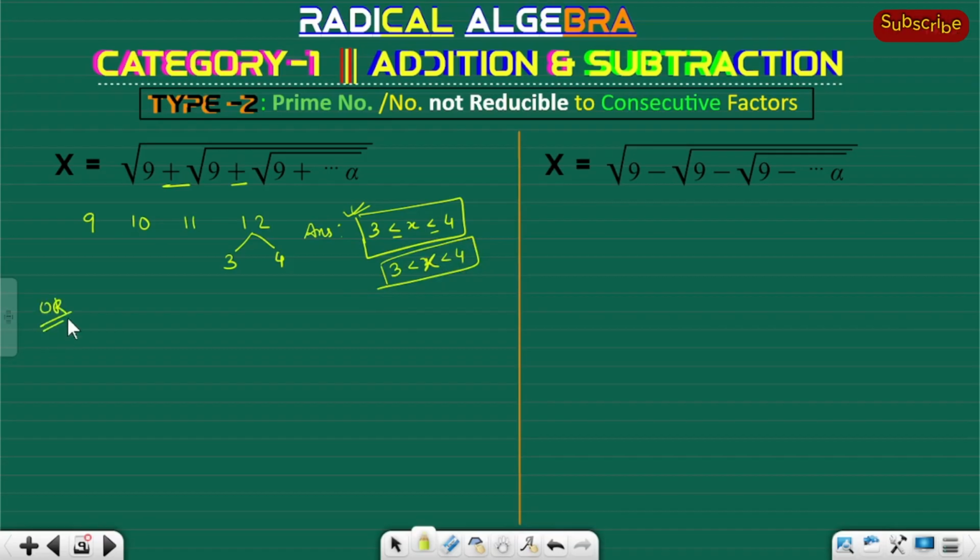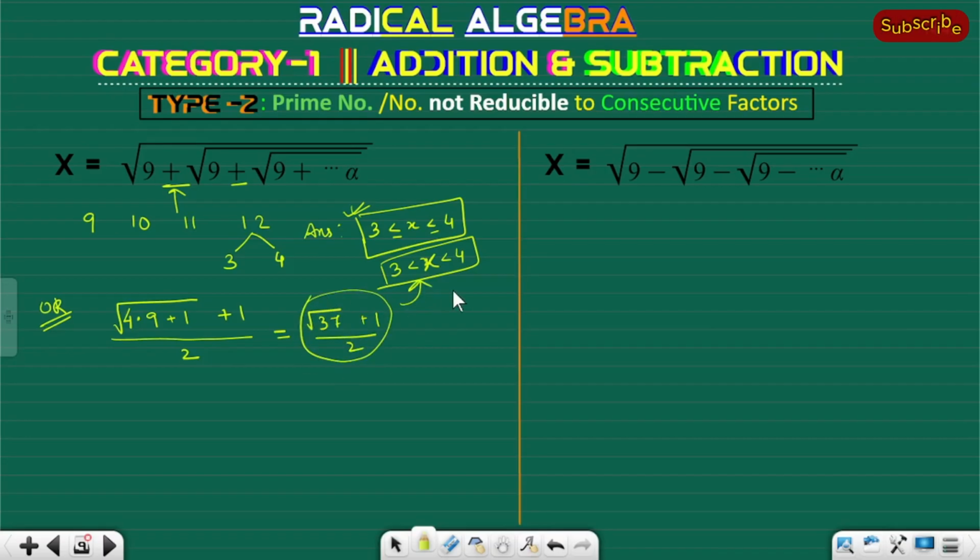Let's check by the direct method. Root of 4 into 9 plus 1, plus 1 since this is positive, divided by 2. This is nothing but root 37. 4 times 9 is 36, plus 1, so it is root 37 plus 1 by 2. When you find the value of this, it will lie between 3 and 4.